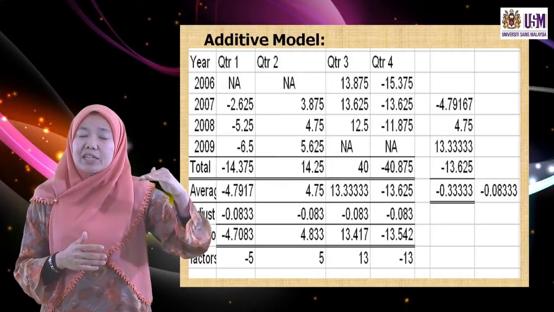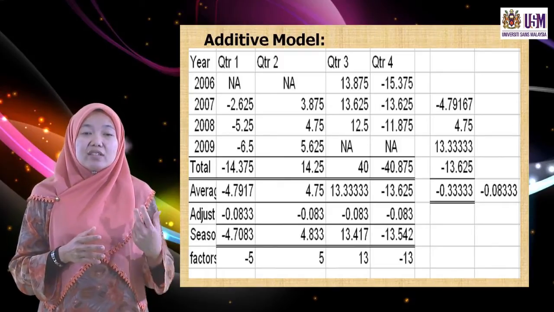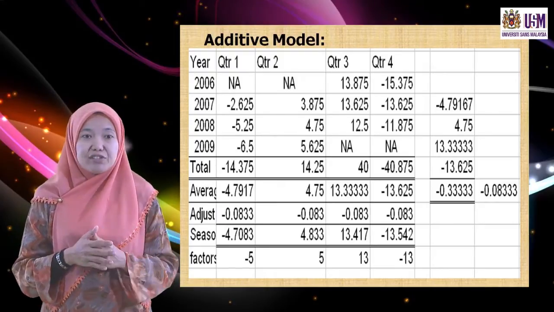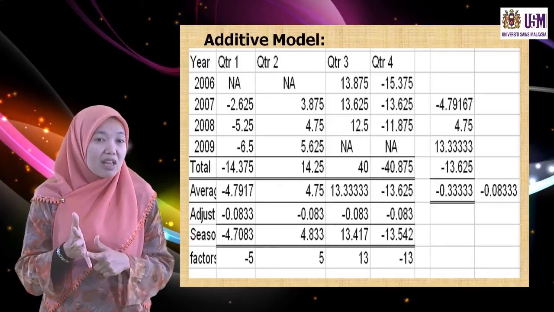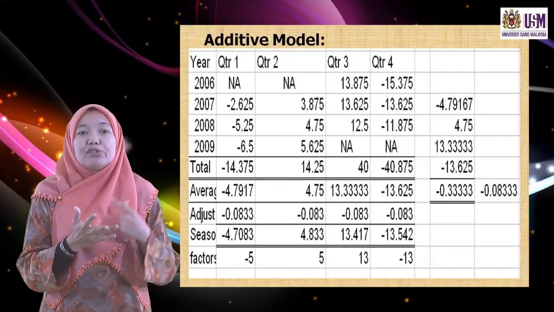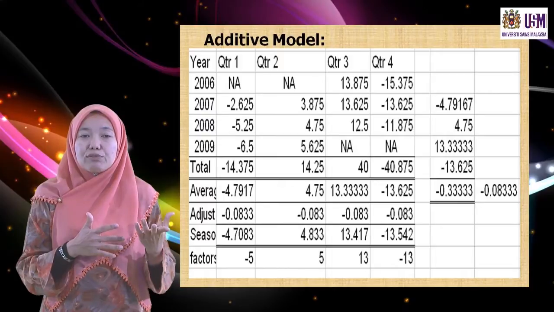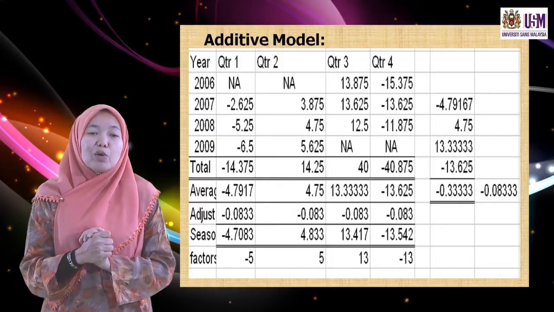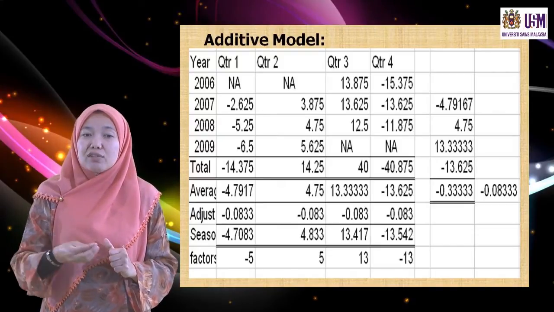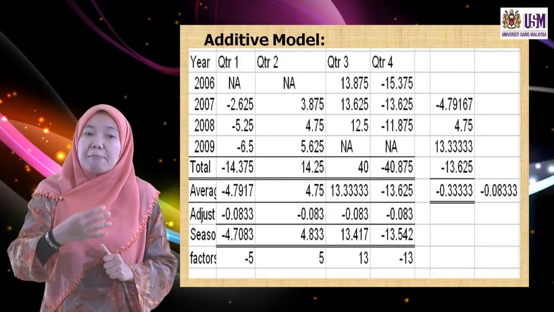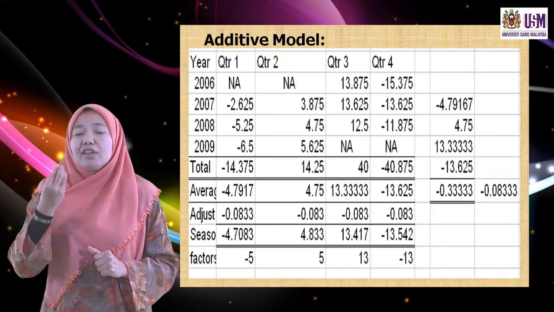Then you add one column, which we call the total column. How do you get the total for quarter one? You add up all the quarter one seasonal component values for the years that you have data. In this case, quarter one for 2006 is not available, so you have only 2007 to 2009. Add those together: negative 2.625 plus negative 5.25 plus negative 6.5, and you should get a total for quarter one of negative 14.375. Because it's a total of 3 values, for the average row you need to divide by 3. 14.375 divided by 3, you should get negative 4.7917.